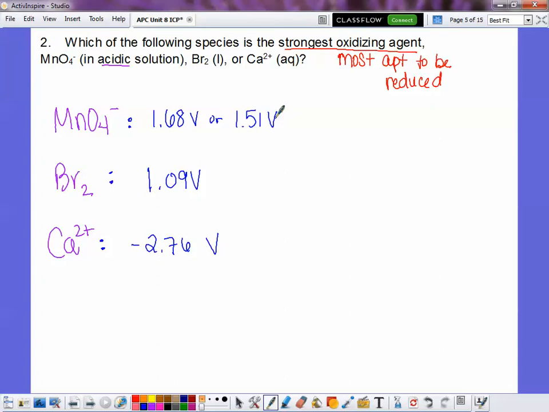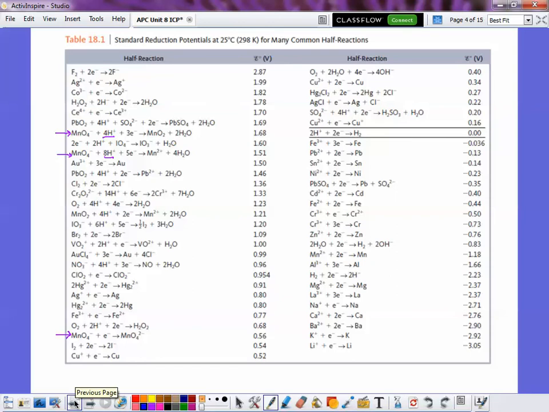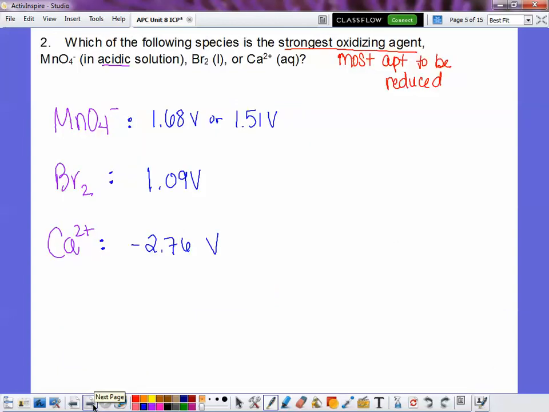Yeah, so if you look here at this one, the products are different. One of them, the MnO4 minus, is going to MnO2, and the other one is going to Mn2 plus. So typically, you're going to be given the whole equation, and then you would need to know, okay, if I'm forming MnO2, I'm going to use this voltage, the 1.68. If I'm forming Mn2 plus, I'm going to use the other one. But we don't know which one this is being reduced to, so again, it's okay, use whichever one you want.